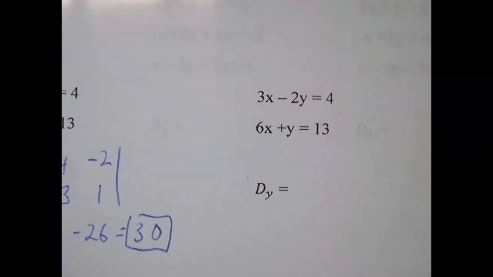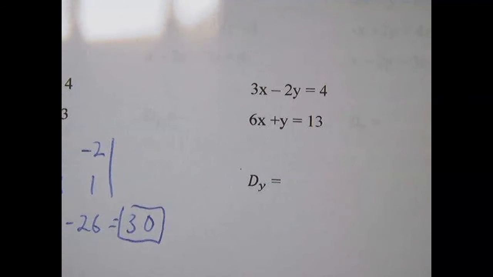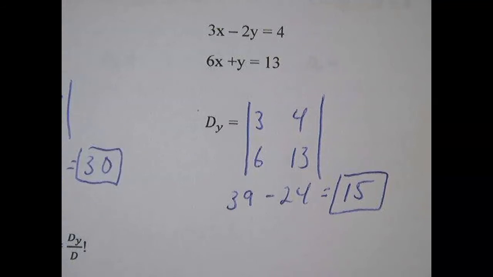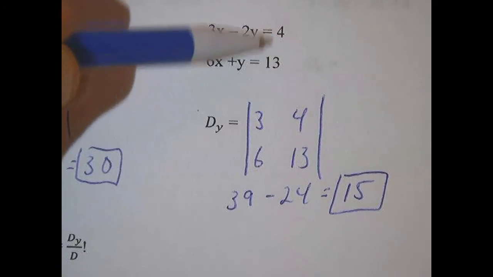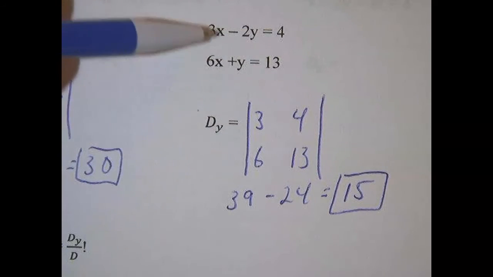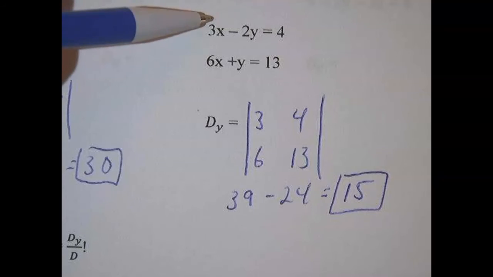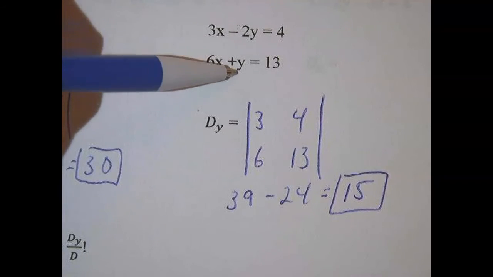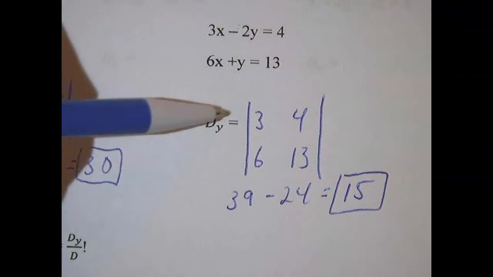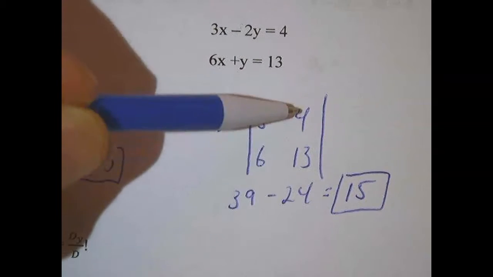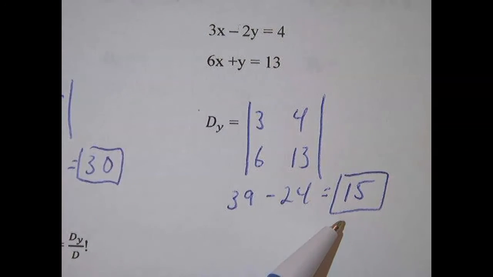Why don't you try this one? Same thing. I'm just going to work it out and you will compare. So there it is. This is Dy. I kept the 3 and the 6, and I replaced the -2 and 1 with the 4 and the 13. Then I multiplied that way, subtracted, and I got 15.